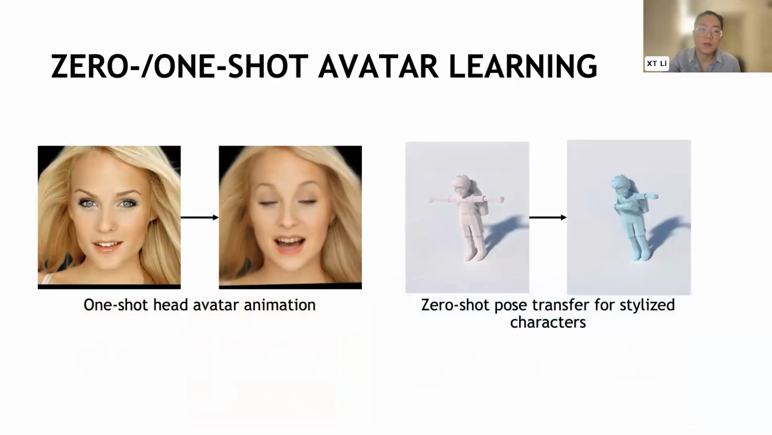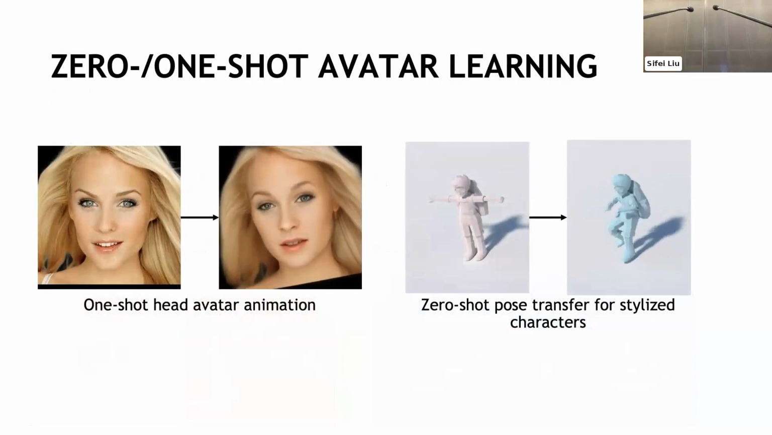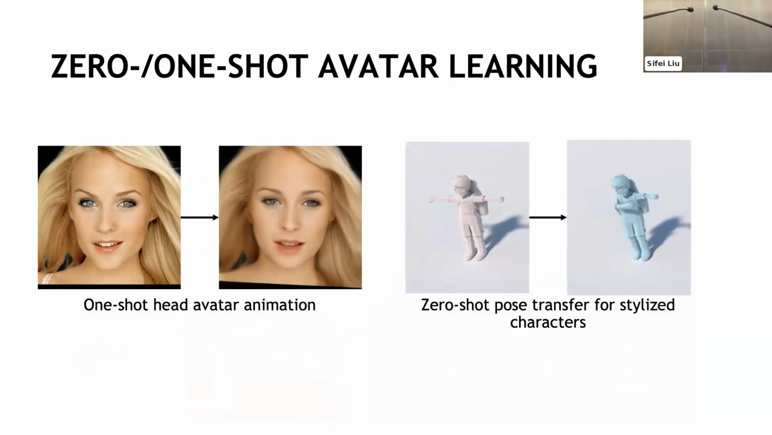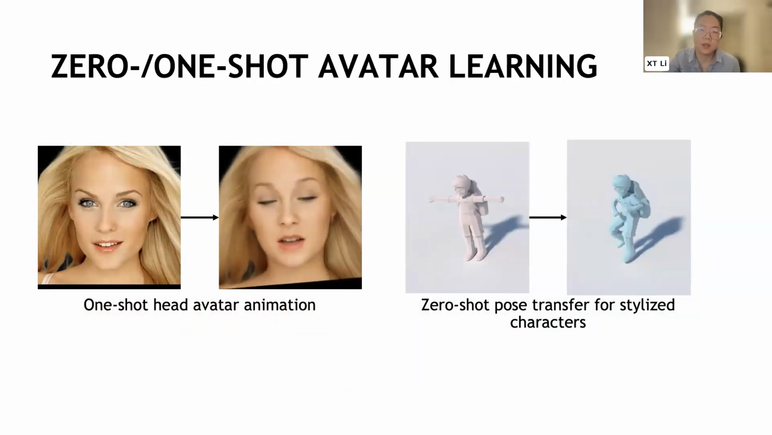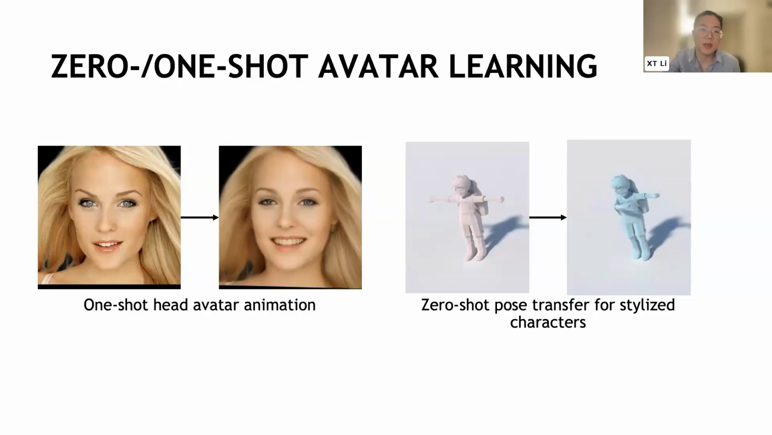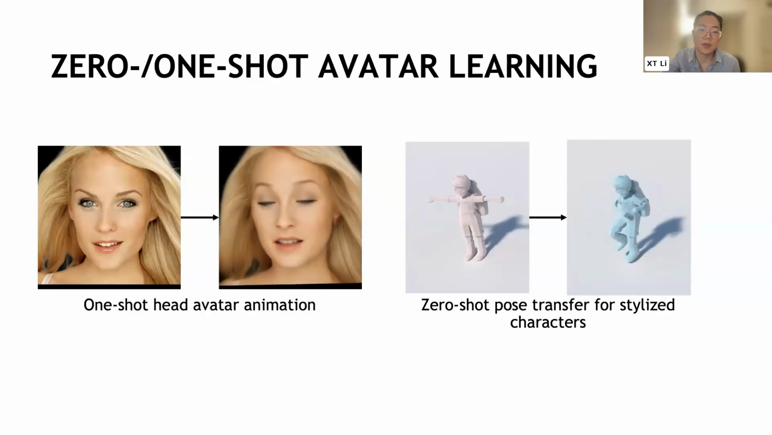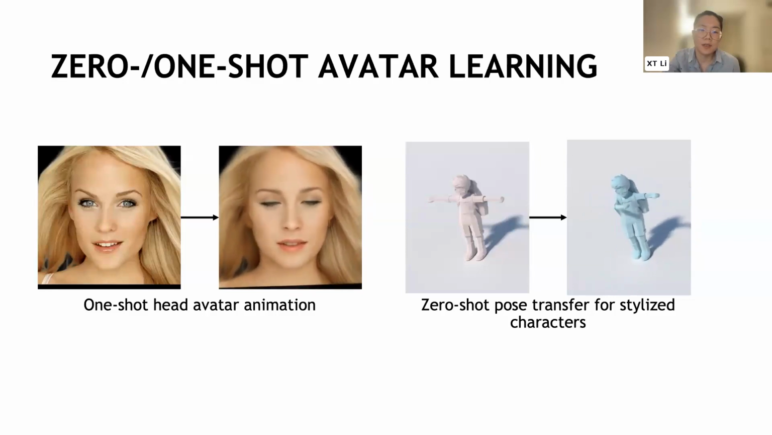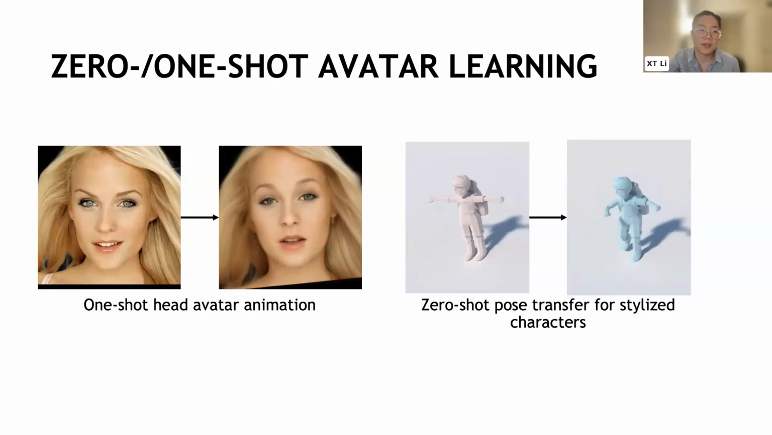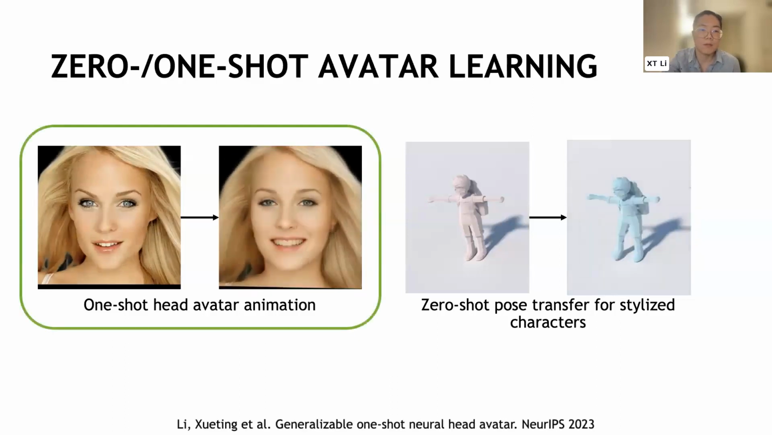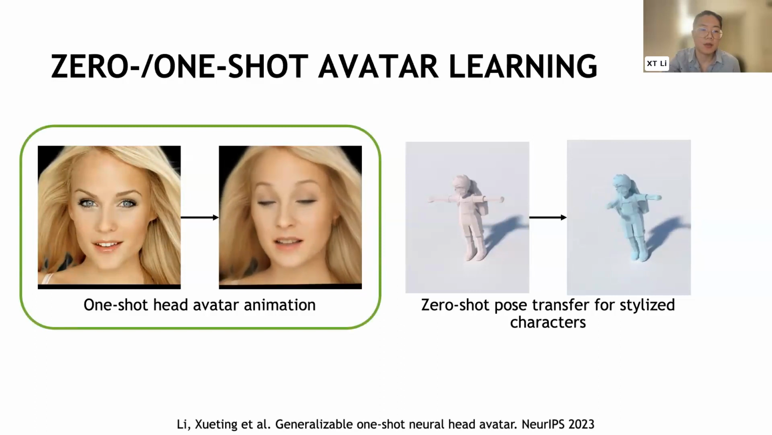So next, I will use these two applications as examples to see how we can use one-shot and zero-shot learning when data is limited. The first application I will talk about is one-shot avatar animation, where a model takes a single view portrait image as input and renders it at arbitrary head pose and expression. In the second application, we aim to animate unrigged stylized characters, and in this case, we don't even have paired motion data for training. So we solve the problem in a zero-shot manner. I will start with the one-shot head avatar animation work.